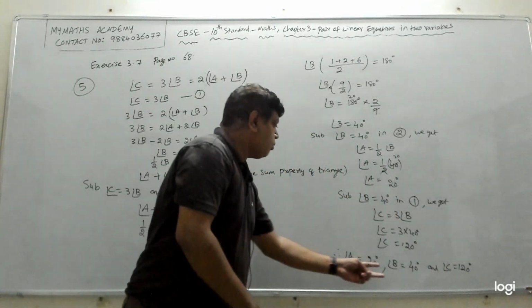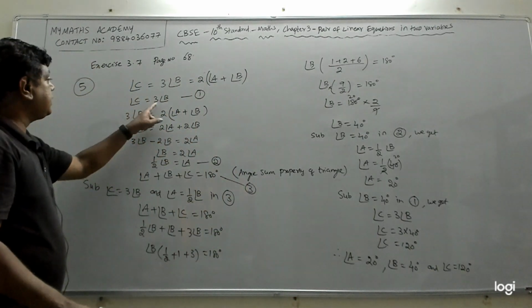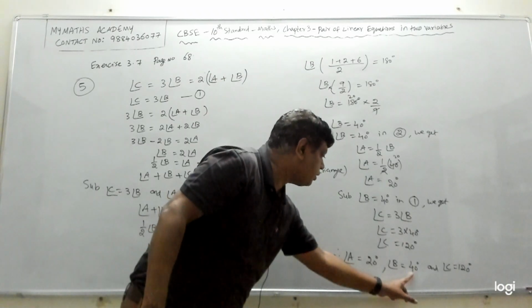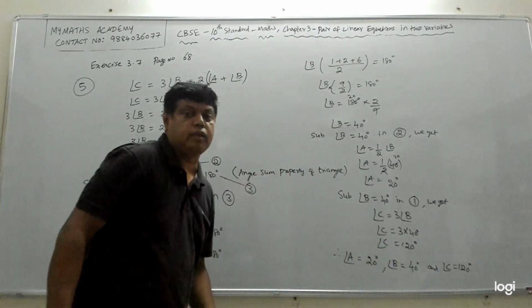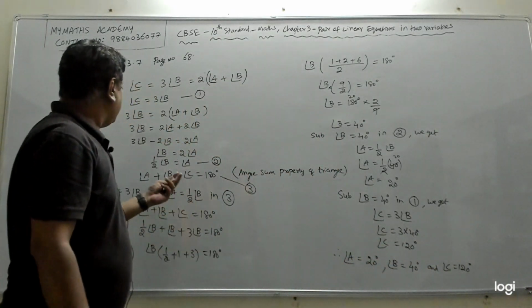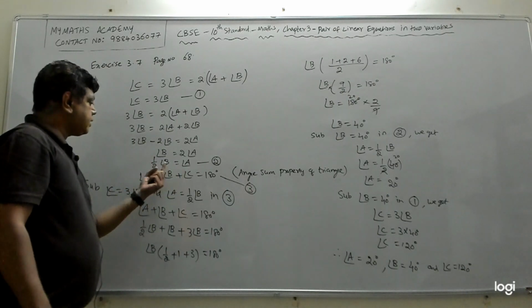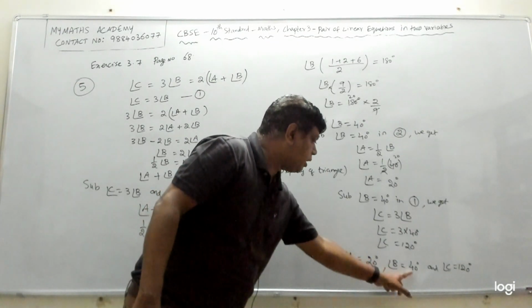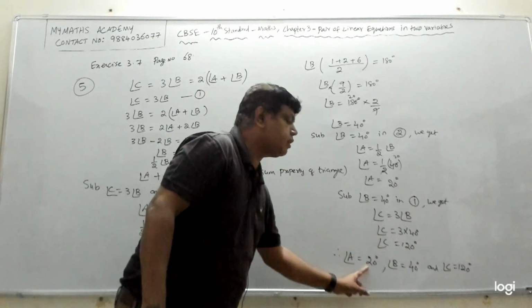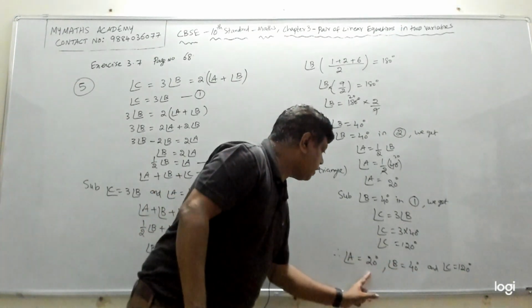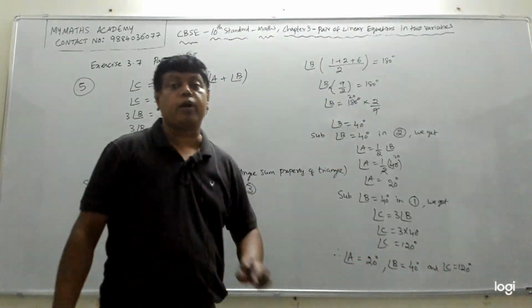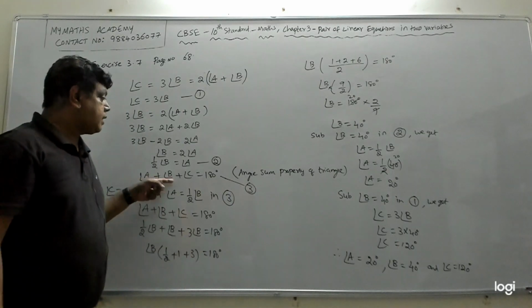Clear? You can always validate all this. Your angle C is 3 times angle B. So 3 into 40 is 120, that is equal to angle C. Similarly, your A is half of B. Half of 40 is 20. And if you add all three, 20 plus 40 is 60, 60 plus 120 is 180, which also matches the angle sum property of the triangle.